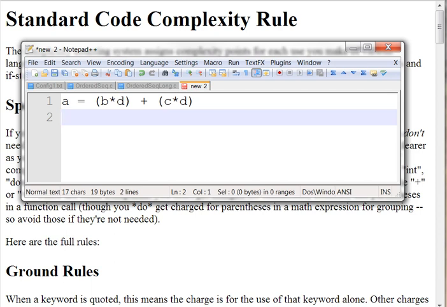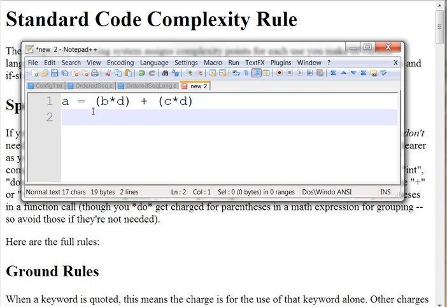So, coming back from a pause there, answering the first question, well, the 5 variable references of A, B, D, C, D each cost a point. And then the 4 operands, including the assignment, which is an operand, each cost a point. So let's see, that's 5 plus 4 is 9. And then we also are going to be charged for the parentheses. Each pair costs a point, and that brings us to a total cost of 11.